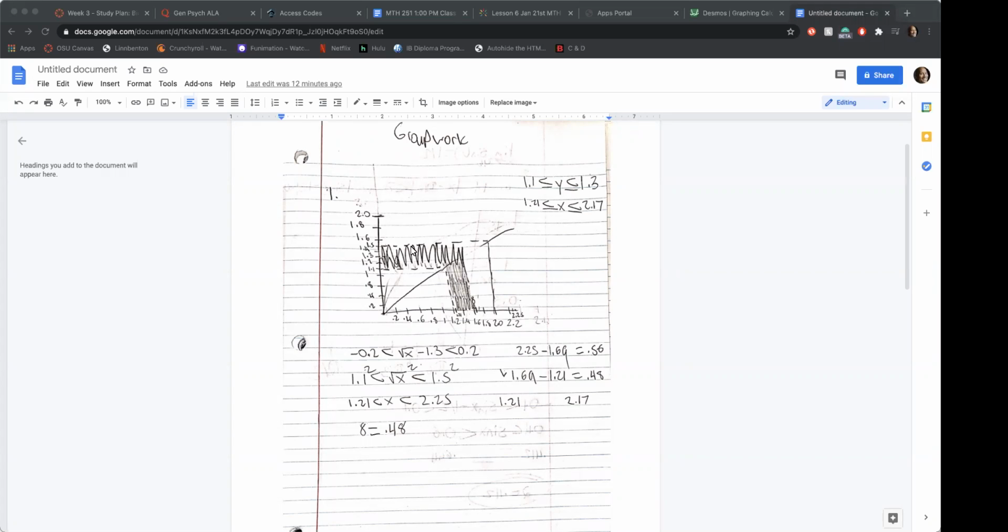And when we find the difference between those two values and c, we find that 1.21 is closer, with a difference being 0.48. And so 0.48 happens to be our delta.